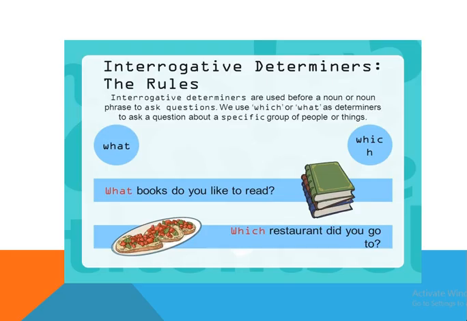Next comes the interrogative determiners. These determiners are used before nouns to ask a question. Means these are question words. For example, which, what, when, where, why, whose. These are interrogative determiners. For example, what books do you like to read? In this sentence, what is an interrogative determiner which is used before the noun books. Which restaurant did you go to? In this sentence, which is an interrogative determiner.